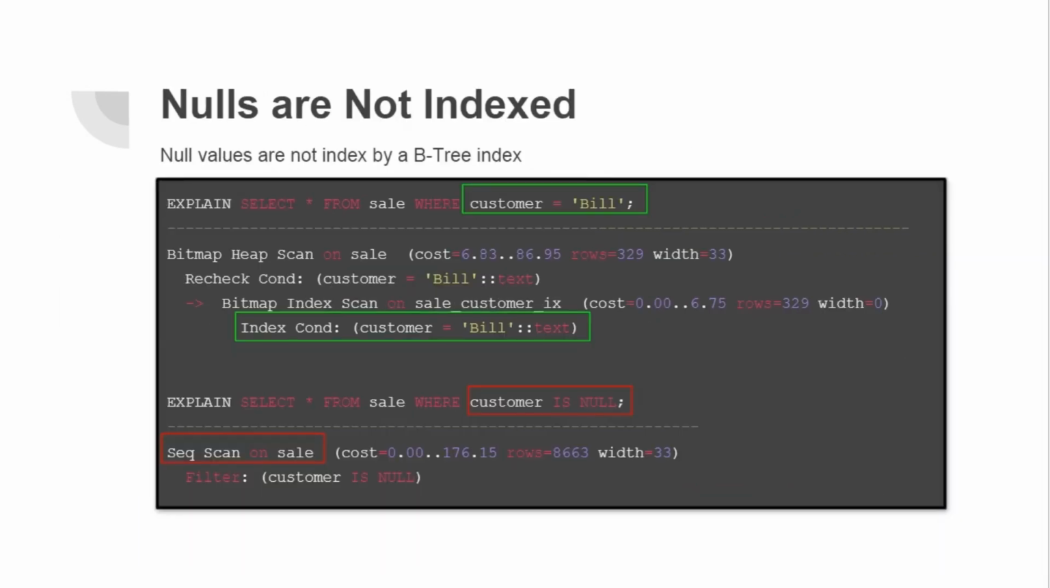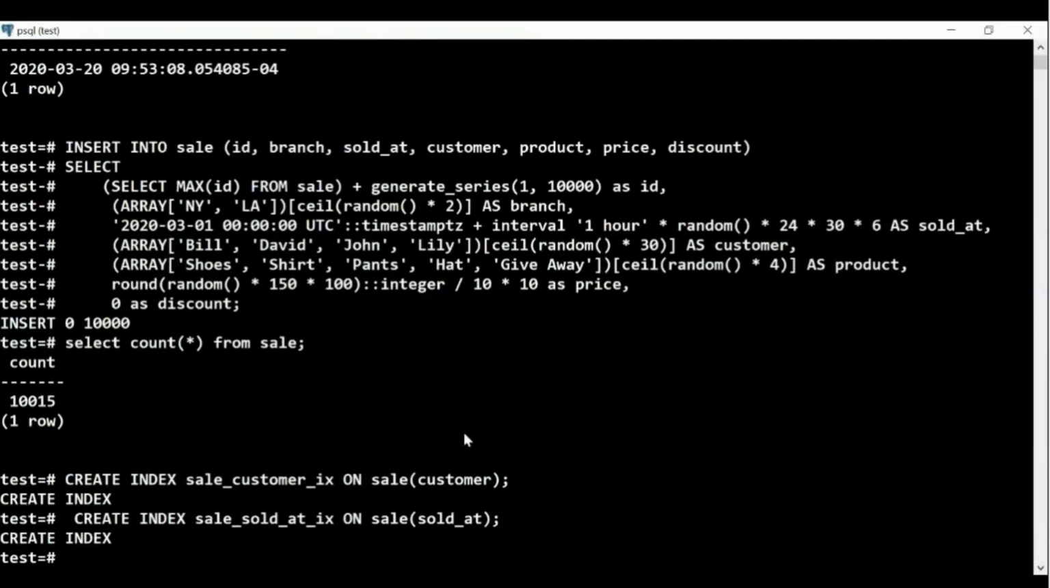Okay, so let's start and actually look at some execution plans. I'm going to share my screen. I just created the index, and we want to see what an execution plan of the query to fetch Bill looks like. So we'll start with explain, where customer equals Bill.